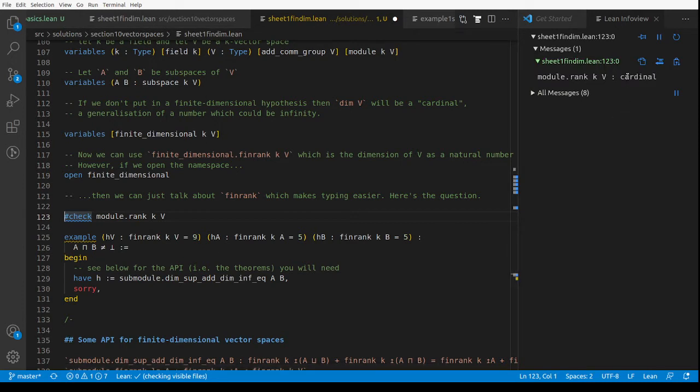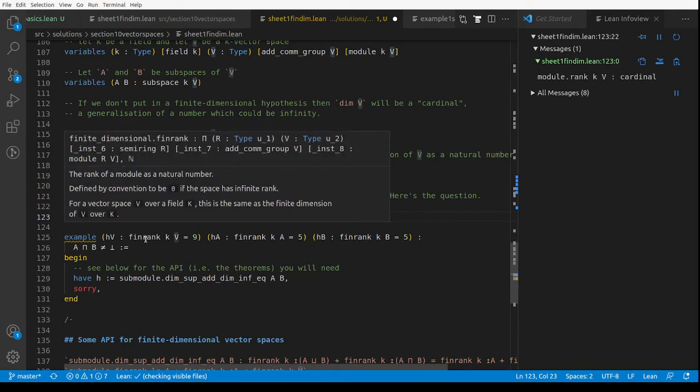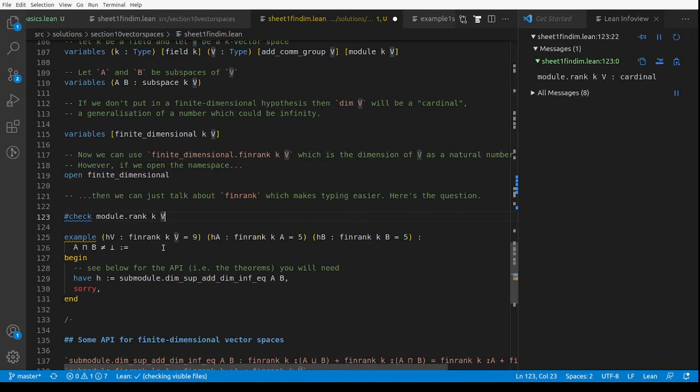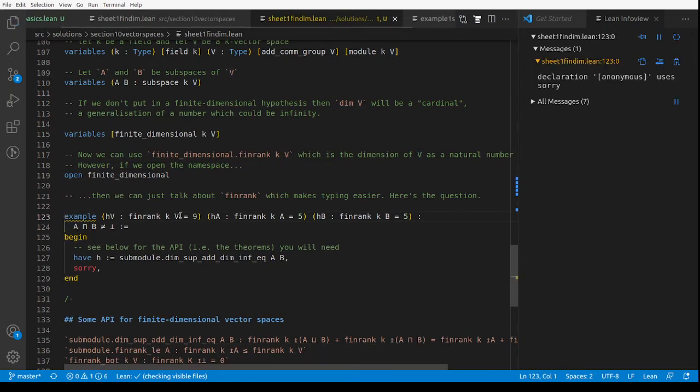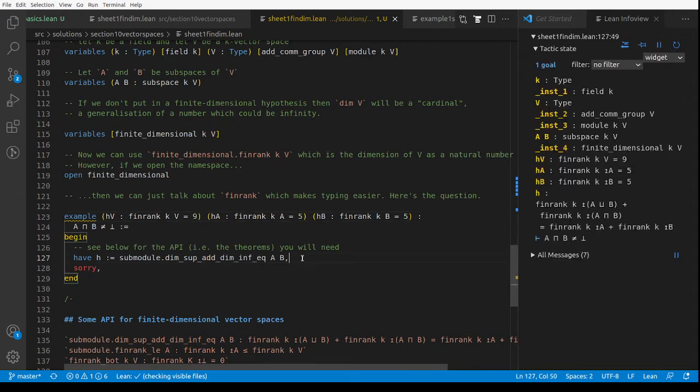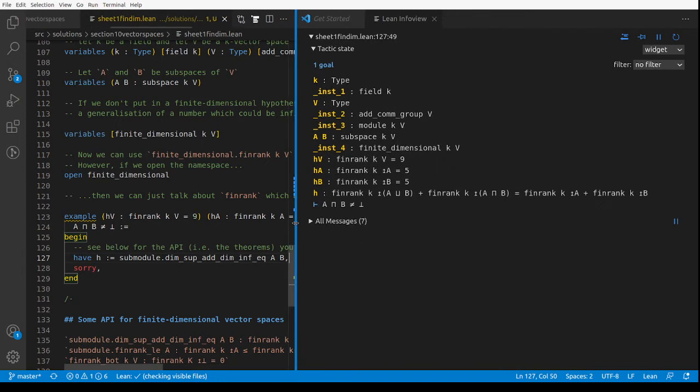The idea is it's going to be very inconvenient if we have lots of different kinds of infinity in this calculation. We'd rather work in the natural numbers. So the rank of an arbitrary vector space can be infinity. So this function returns what's called a cardinal. But we use fin rank instead, which only works for finite dimensional vector spaces, and gives a natural number. That's the point. So this statement says that the dimension of A plus B plus the dimension of A intersect B is equal to the dimension of A plus the dimension of B.